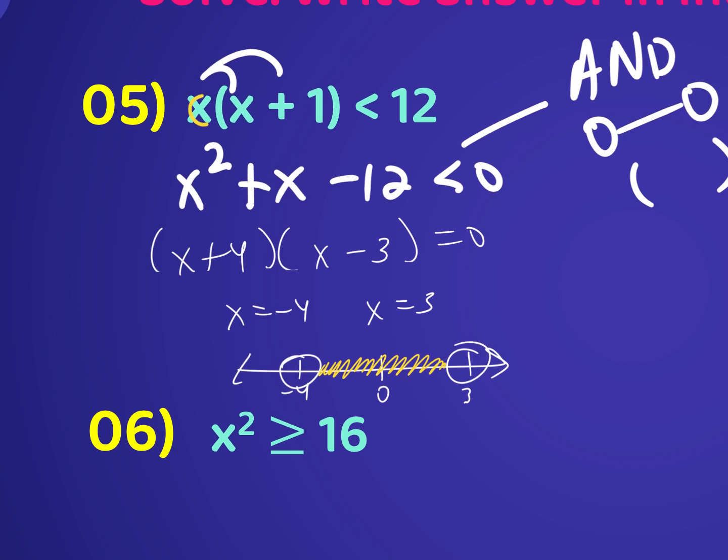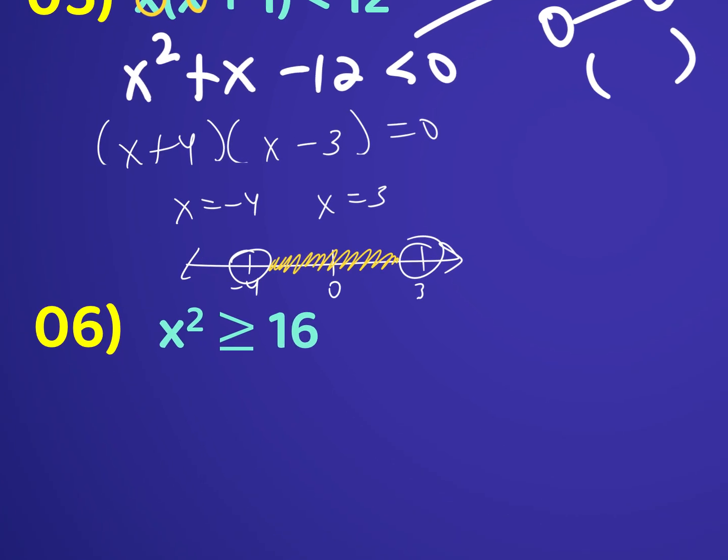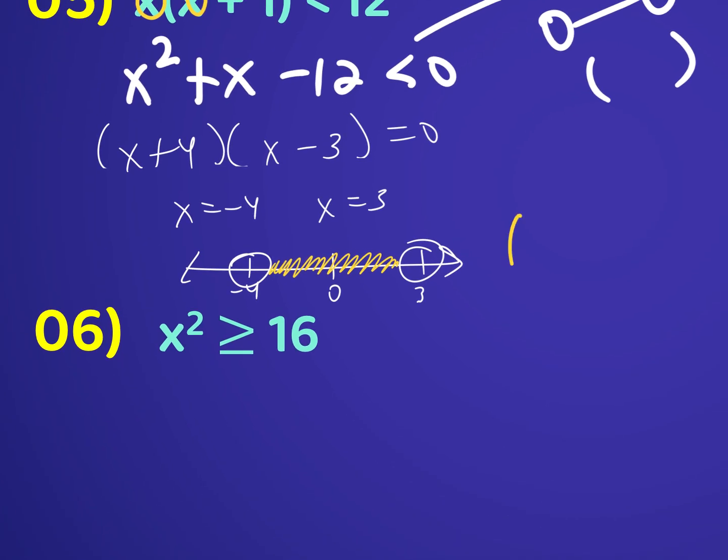If I plug in 0 here and 0 here. What's 0 plus 1? 1 times 0. 0. Is 0 less than 12? Yes, so that is correct the way we shaded. So what is our interval notation? Parenthesis, -4, comma 3, close your parenthesis.